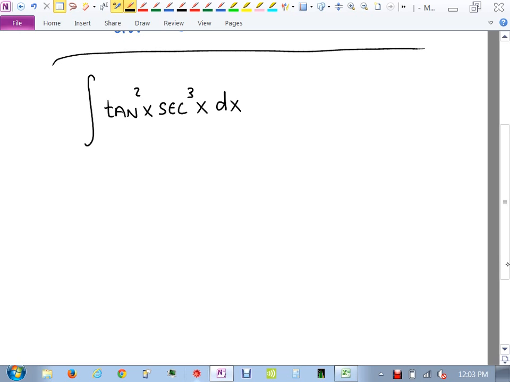Can you do u is tangent, du is secant squared anymore? Maybe. Because you have secant cubed, so you could peel a secant squared off, couldn't you? Let me try peeling off here. If I take tangent squared x, I peel off a secant x, secant x. Which one do you want me to square? The first one or the second one? It really doesn't matter, but do you care? Do the first one?